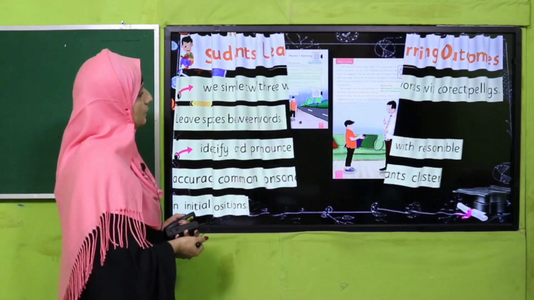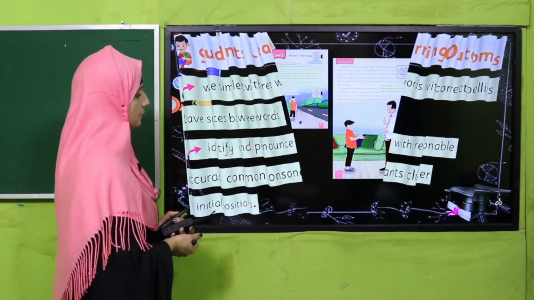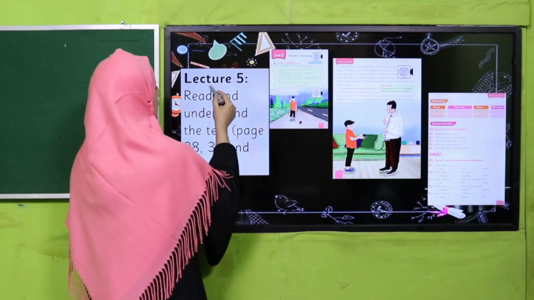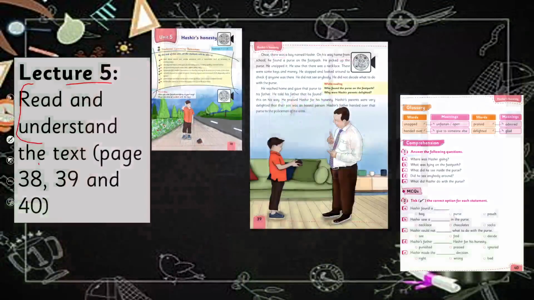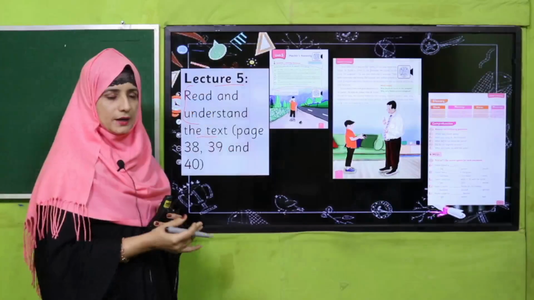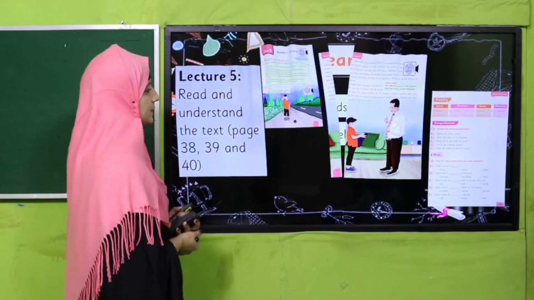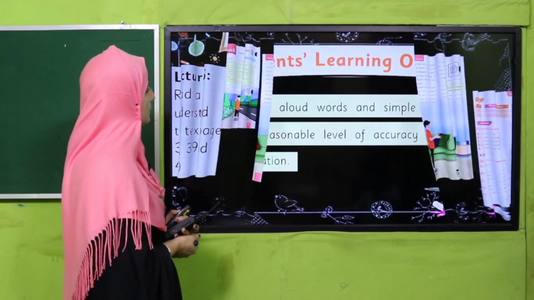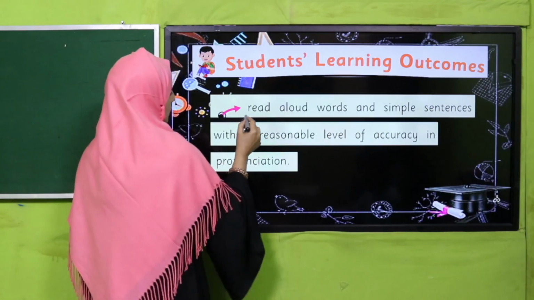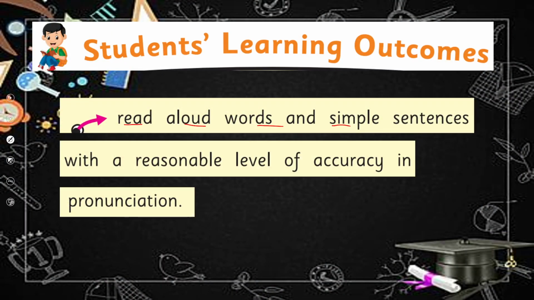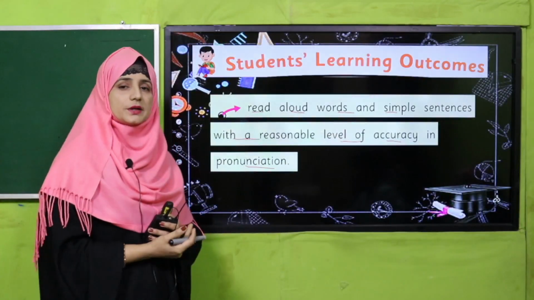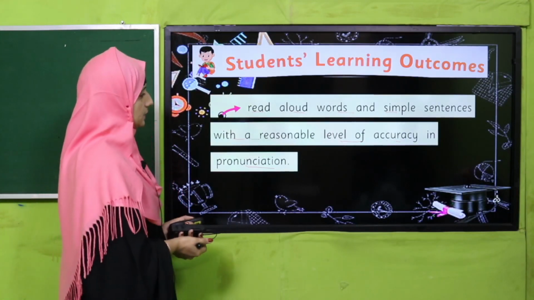Our next lecture will be lecture number 5. We will learn to read and understand through the text, how we will understand text through paragraphs on pages number 38, 39 and 40. And its SLO will be: read aloud words and simple sentences with a reasonable level of accuracy in pronunciation. We will learn how we will read a text.